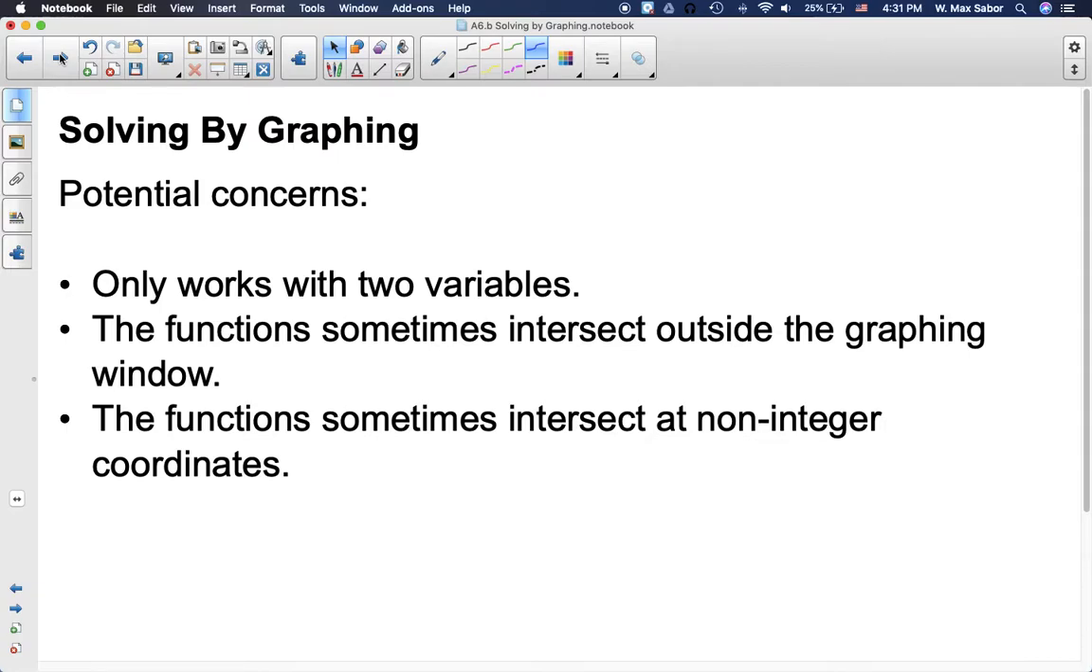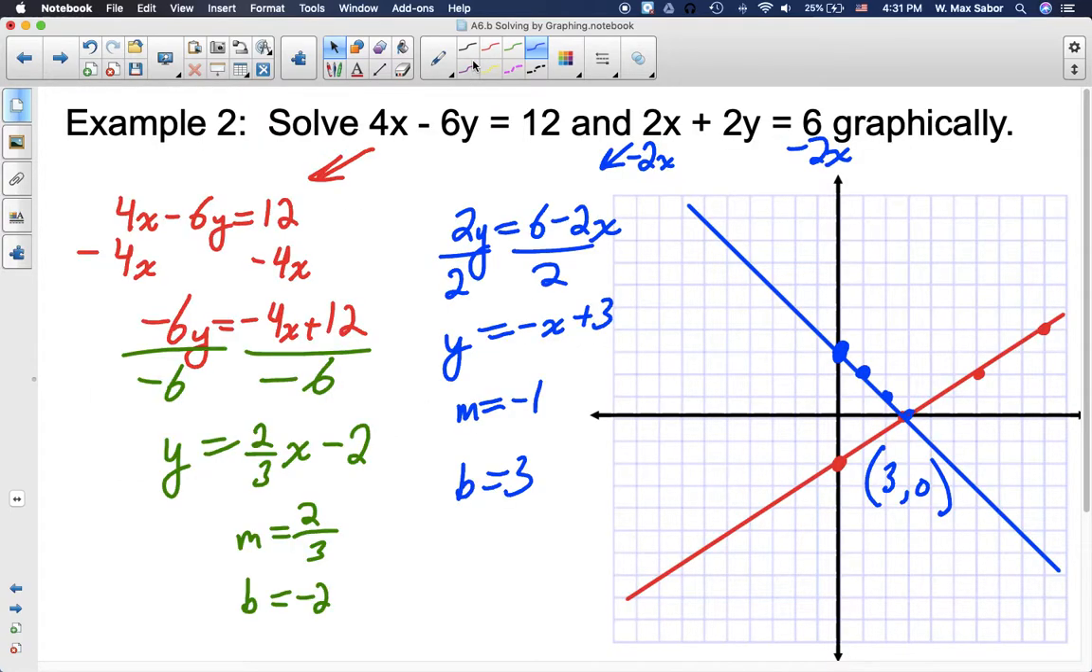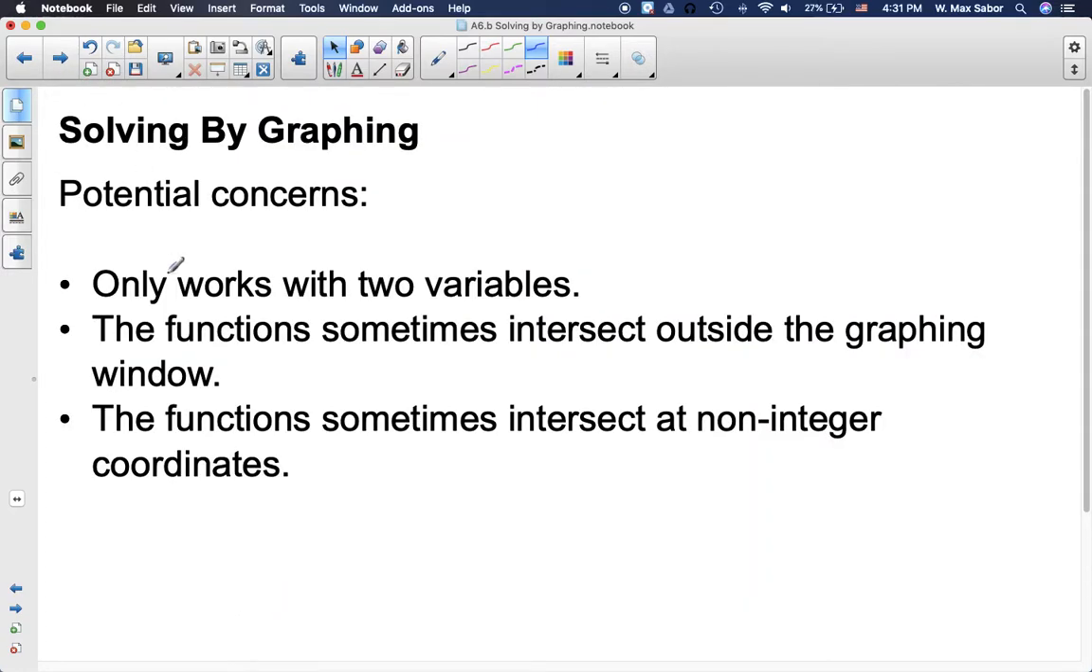And then the functions sometimes intersect at non-integer coordinates. So if I go back and see, okay, let's pretend that this was a line and that was a line. Well, do you know that that's exactly 4.5, 7.5? It's probably not. In order to solve that system, the purple system that I just drew, you'd have to use a different method. So if you know how to graph equations, it will solve many of them for you, but you have to keep in mind these limitations and be ready to use a different method if necessary.